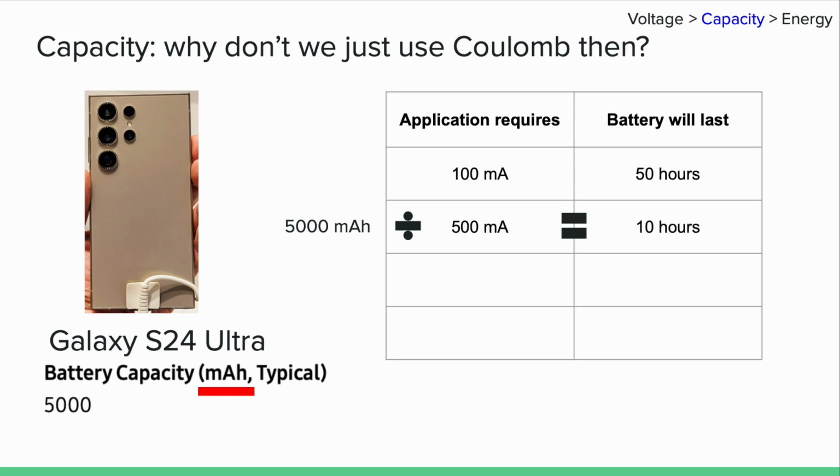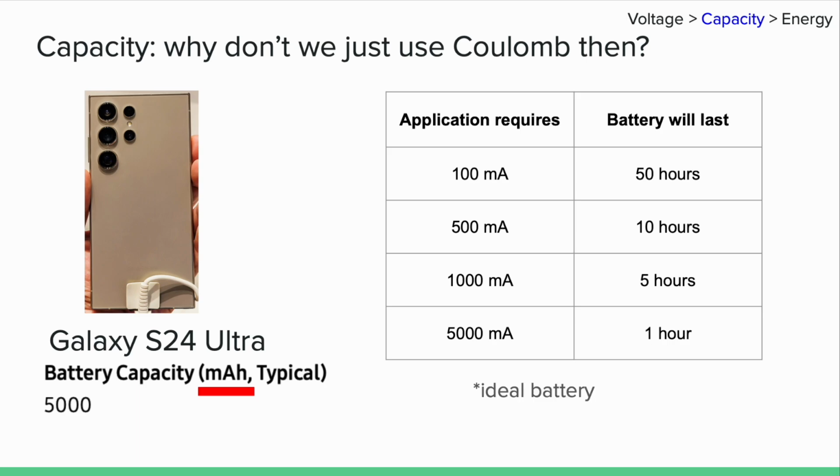And if the battery is discharging at 1,000 milliamps, it will last 5 hours, and so on. For any current, you can predict how long the battery will last. This is for an ideal battery, by the way, and in future videos, we'll go over which conditions this relationship breaks down. But the important thing to take away is that this is why we prefer to use amp hours for capacity instead of coulombs.